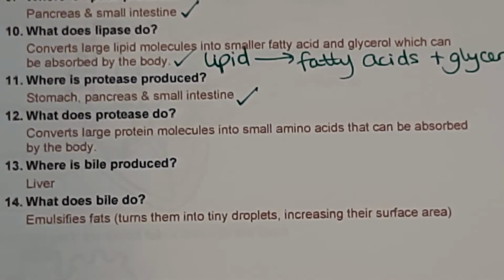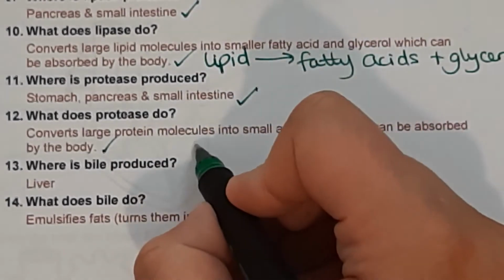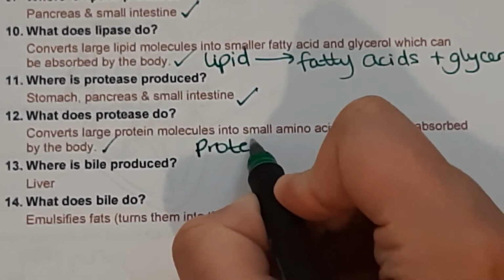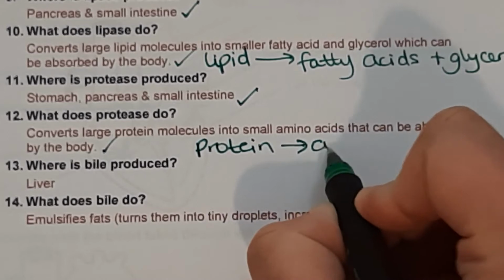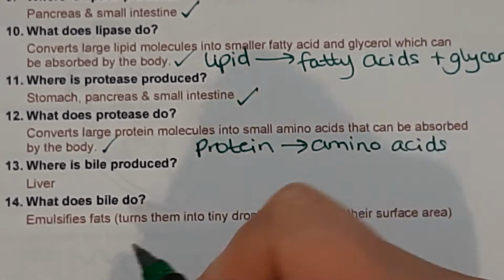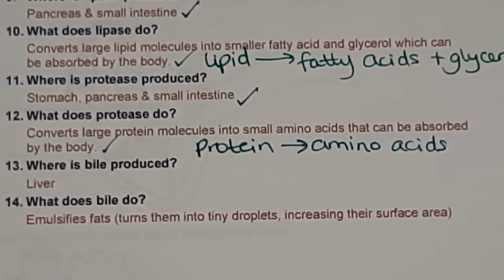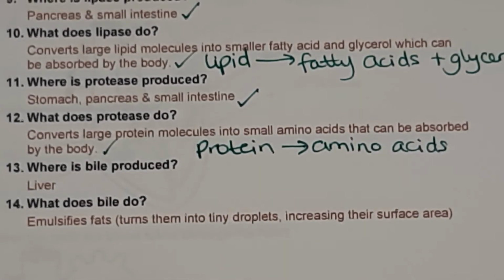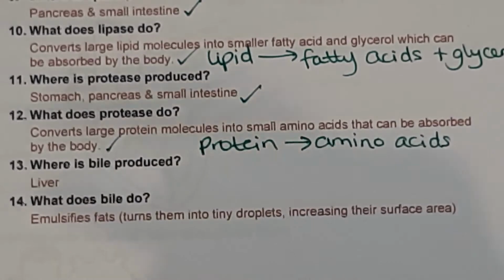Question 12. What does protease do? Well, it converts larger protein molecules into small amino acids that can be absorbed by the body. Again, if you've written protein and an arrow to amino acids, you can have the mark, but again, you need to write out the full sentence so that you have the full answer, because sometimes you will need to explain it in more detail. Where is bile produced?